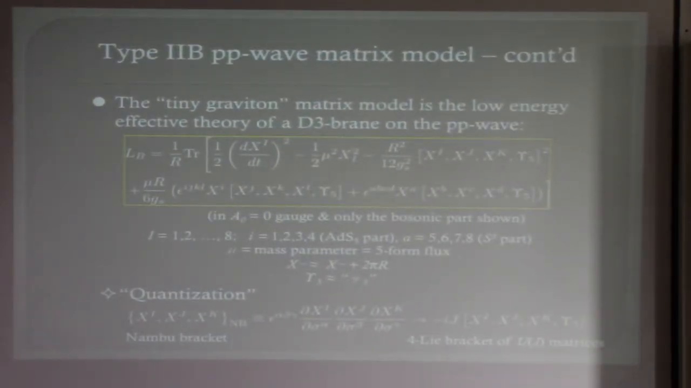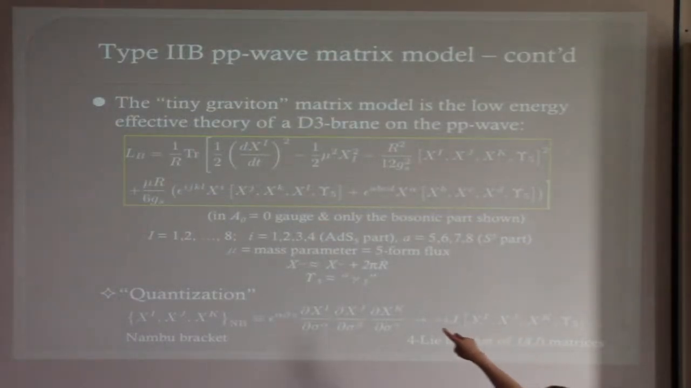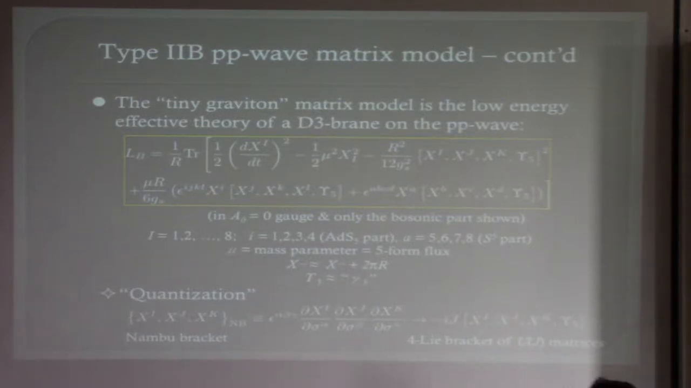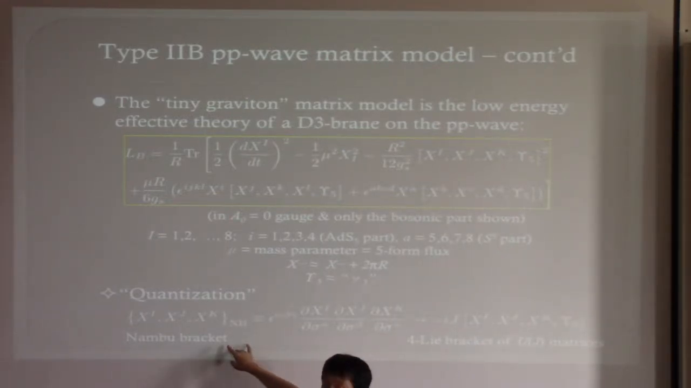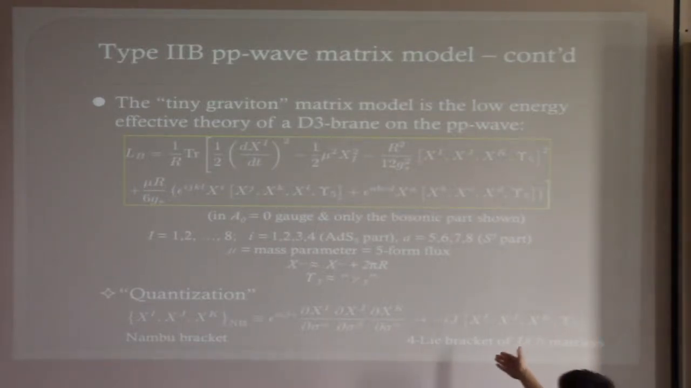This tiny graviton matrix model is the low-energy effective theory of a D3-brane on the pp-wave background, and it has this form. It has a kinetic term, and it has this mass term, characteristic of the pp-wave background. And then you have this commutator term, which comes from the five-form in type IIB string theory. Because it's a 10-dimensional string theory in the light-cone description, you have 8 coordinates, Xi. And there is this commutator term, which is a quantized Nambu bracket. I will work on the classical limit of this theory in the sense of this Nambu bracket.